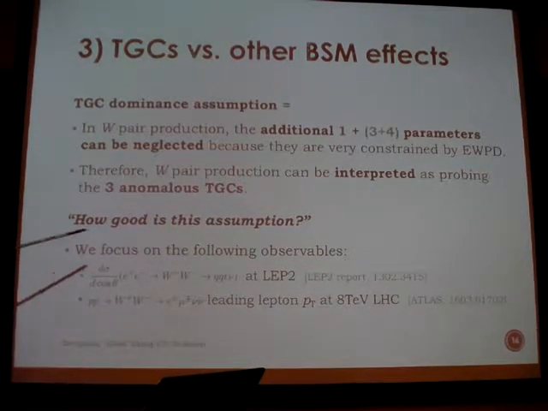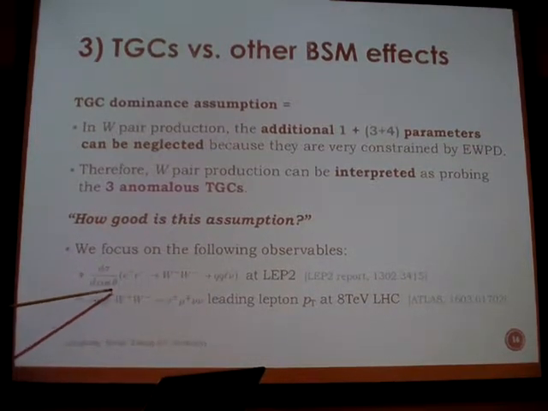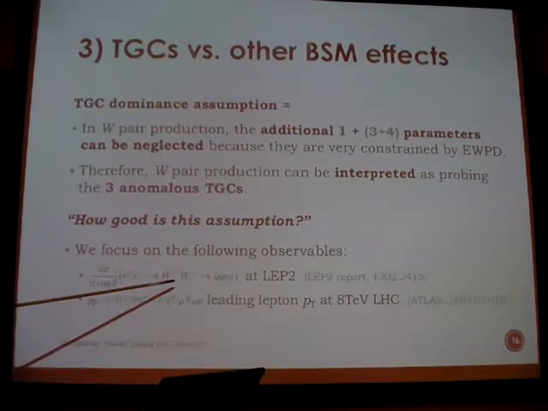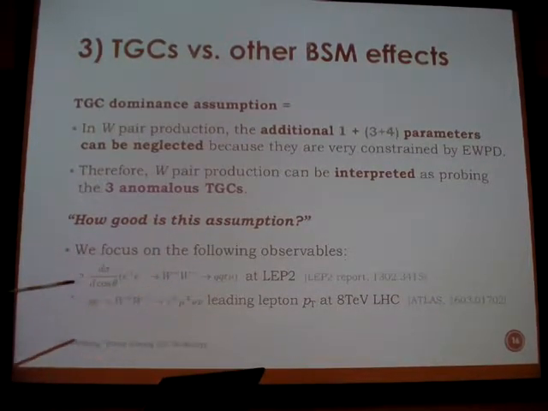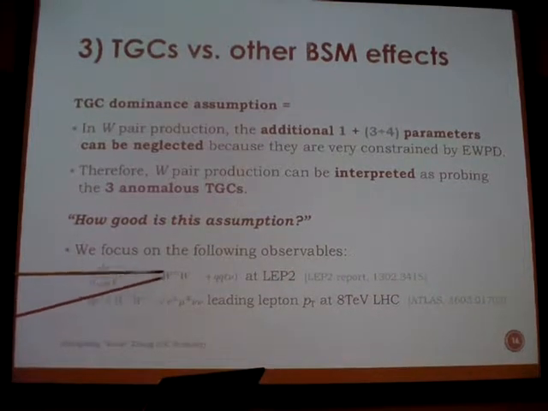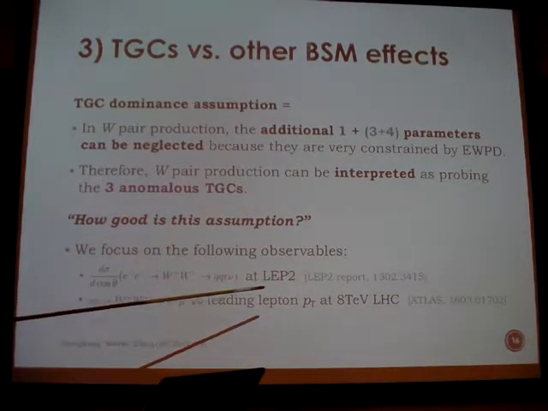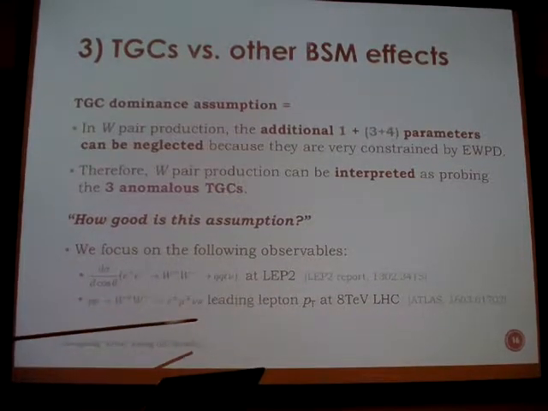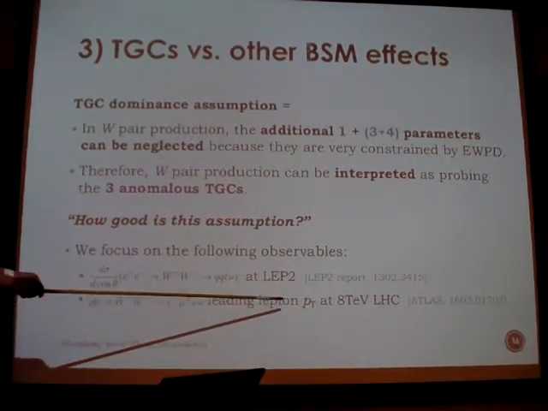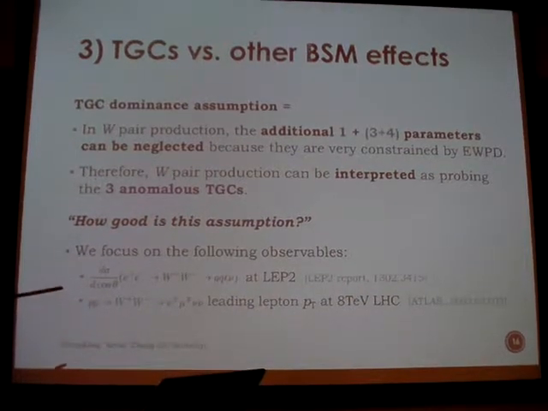And we're going to look at the following observables to answer this question. At LEP 2, we take the differential cross-section for the semi-leptonic channel, namely one W decaying to 2 jets and the other decaying leptonically, because in this case, the full final state can be reconstructed, and so we can have a measurement of the differential distribution with respect to the angle of the outgoing W. And for the LHC, because this analysis was done a while ago, at that time I was using the 7 TeV data from the ATLAS measurement, and the observable is the leading lepton pT distribution from the fully leptonic channel, because this is the cleanest channel.